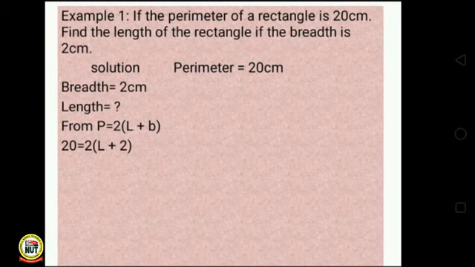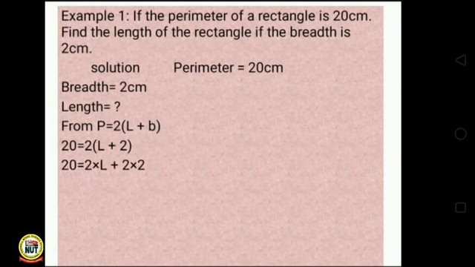The 20 is the value of the perimeter. The 2 is already in the formula. Now L is not given, that is why we are seeing L appearing. Plus 2 is the value of the breadth.